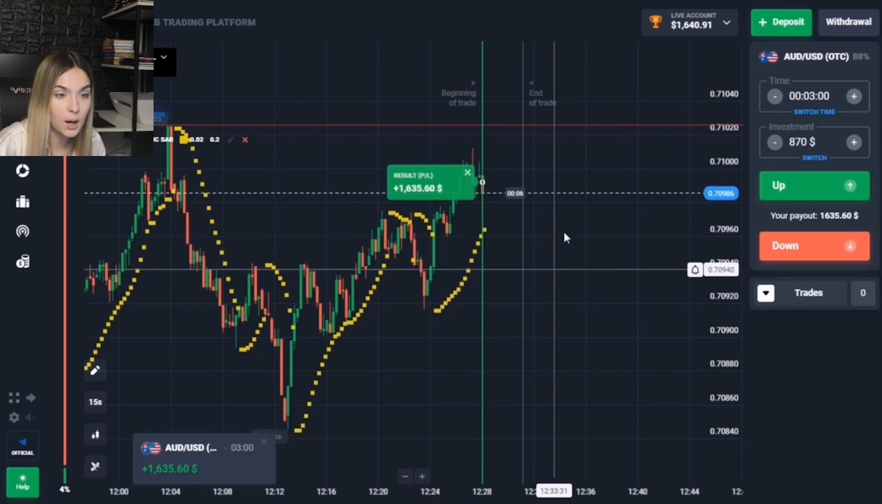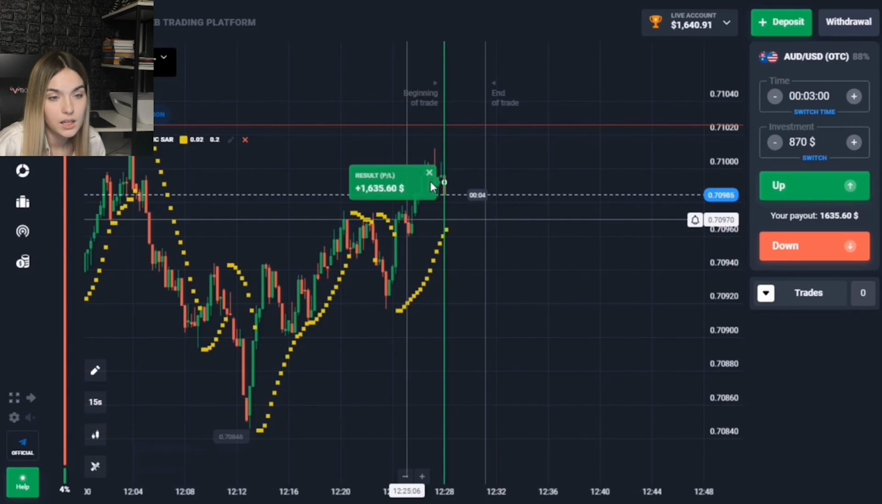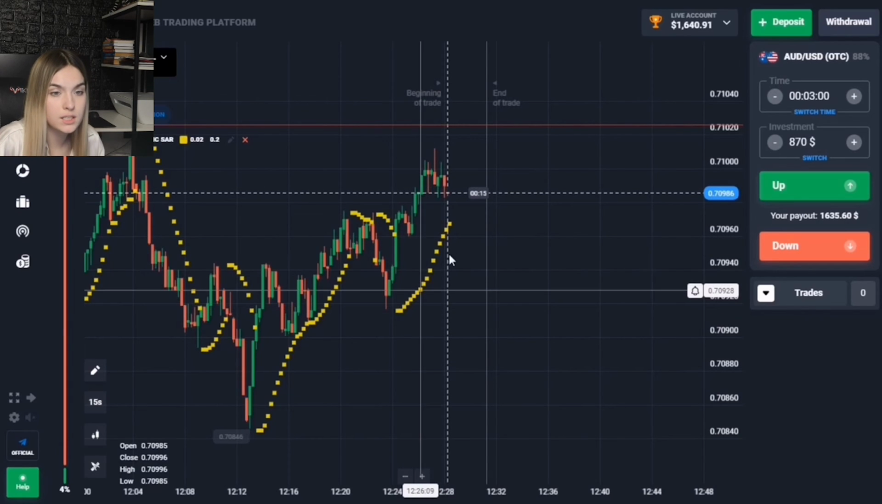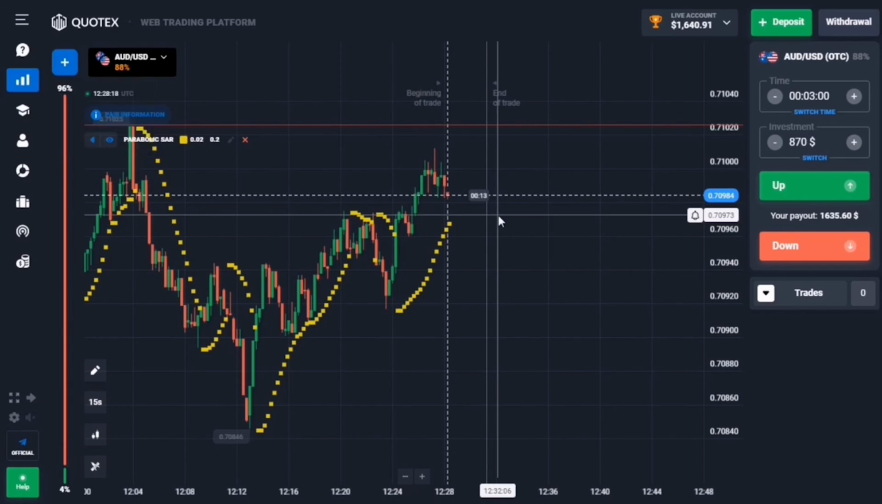Well, quite well. The uptrend continued and we got profit. 3 minutes was enough for us. The indicator again suggested a good entry point to us. Let's continue to find the following situation.